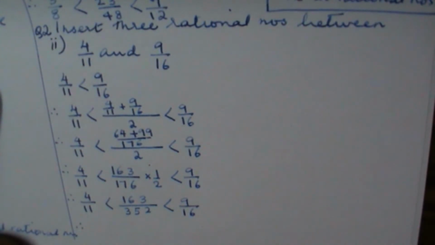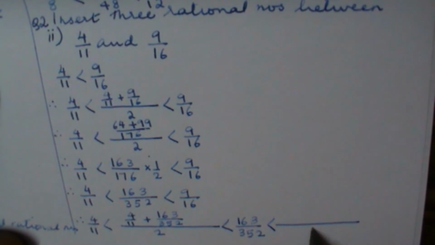Now that we have the first rational number between the two of them, the second step will be 4 upon 11 less than, and we will take the average of these two, and that is less than 163 upon 352, and that will be less than again another average, and that will give me 163 upon 352 plus 9 upon 16, and that is less than 9 upon 16.